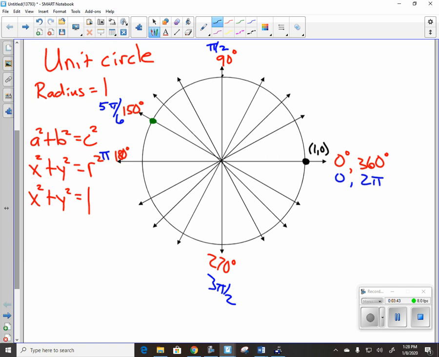Can somebody tell me what this coordinate is right there then? 0, 1. Can somebody tell me what this coordinate is right here? -1, 0. Can somebody tell me what this coordinate is right here? 0, -1. That's the basics. Can everybody see how we got the coordinates that we did? Is there any question how we got those?